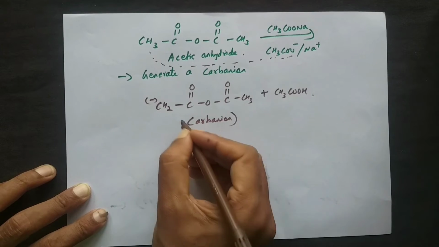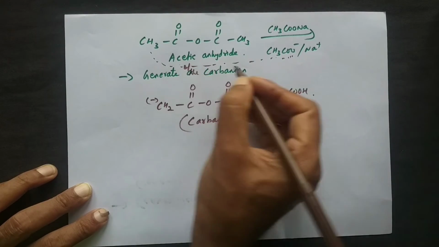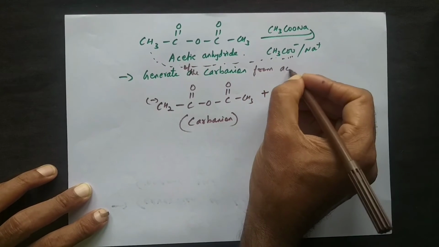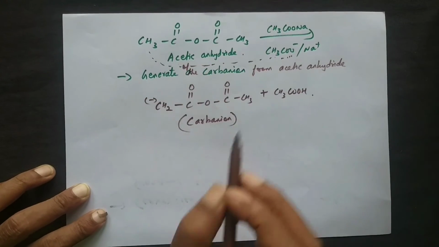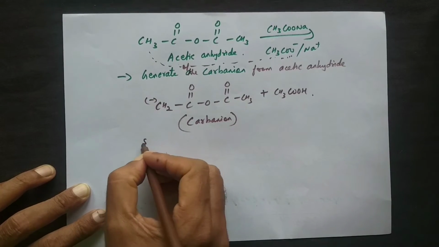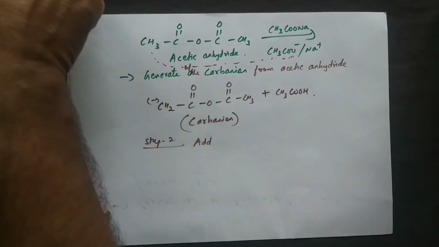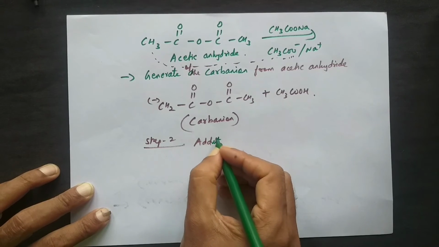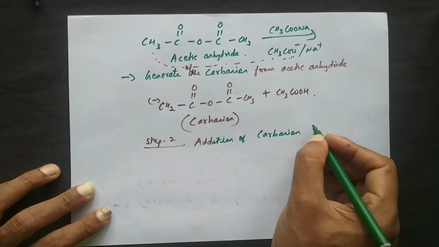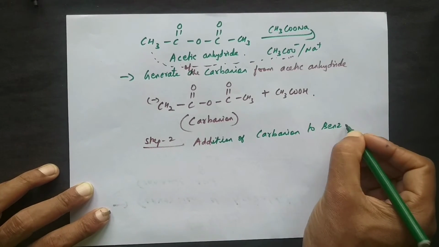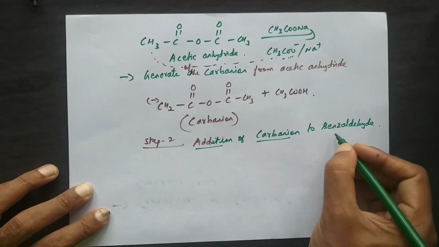So in the mechanism, the first step is generation of the carbanion from acetic anhydride. That will be the first step. Step 2 will be addition. We will be adding this carbanion, that is, addition of the carbanion to benzaldehyde. So we are going to add the carbanion to the benzaldehyde.